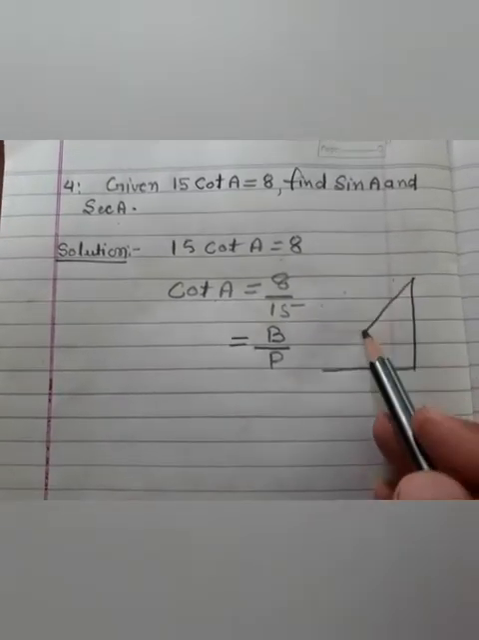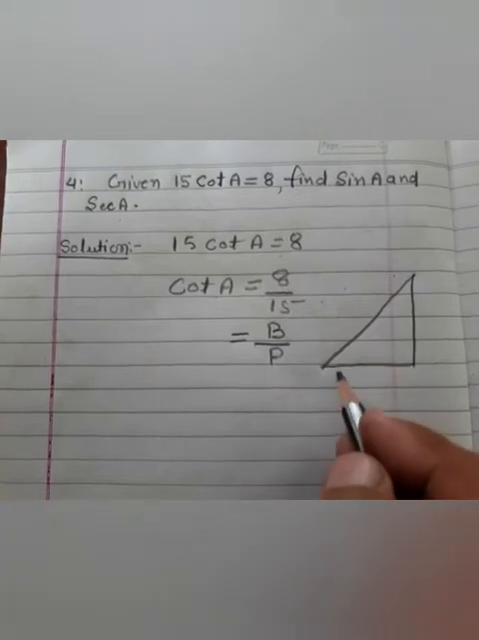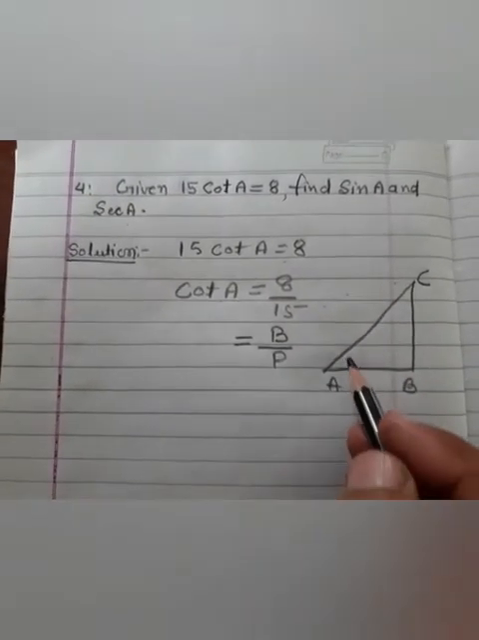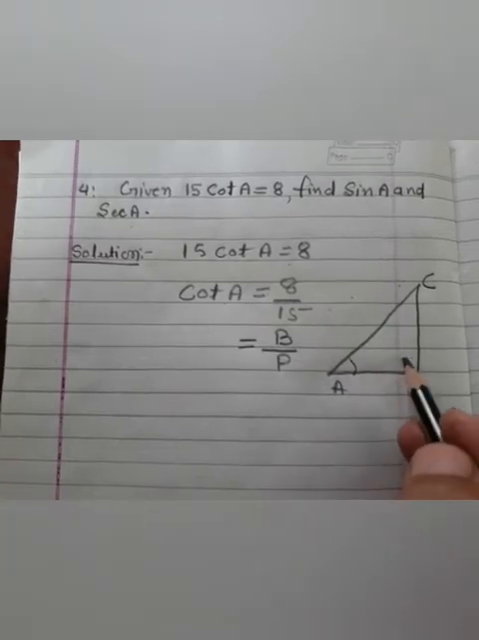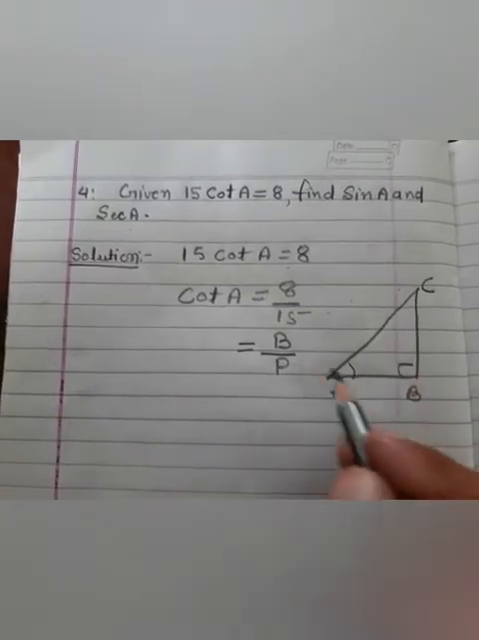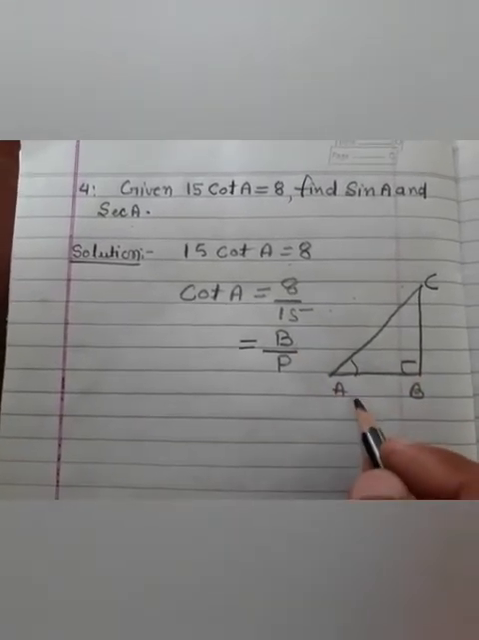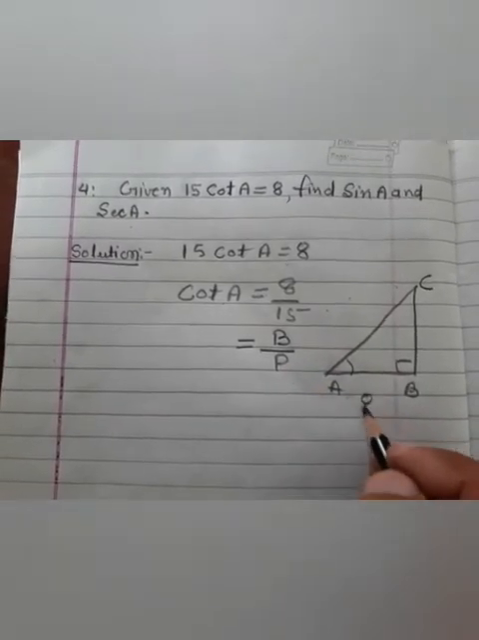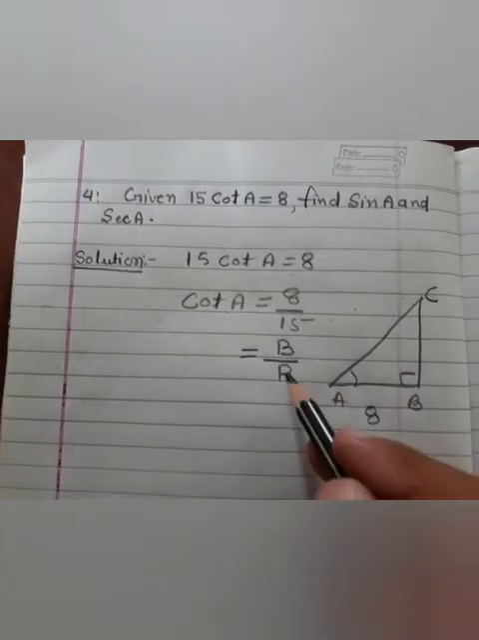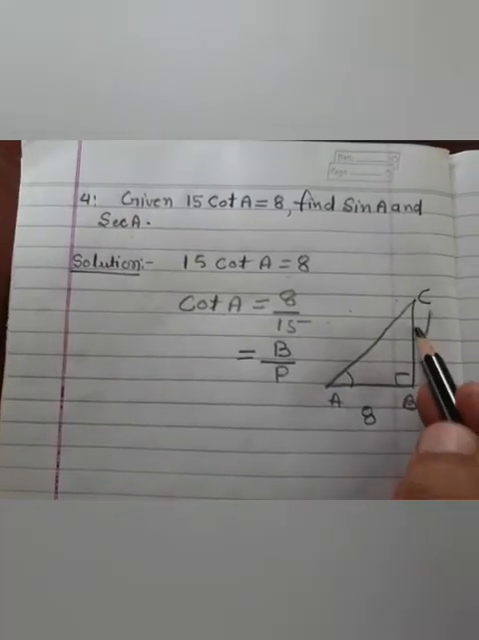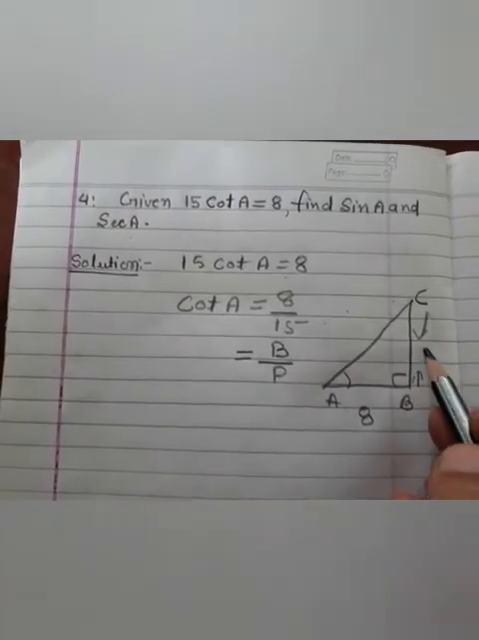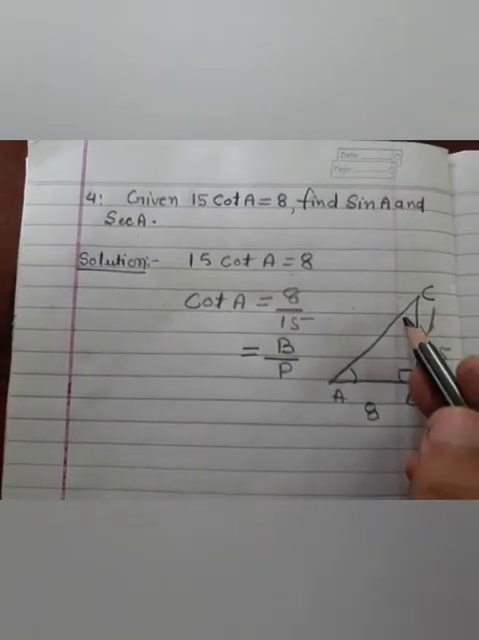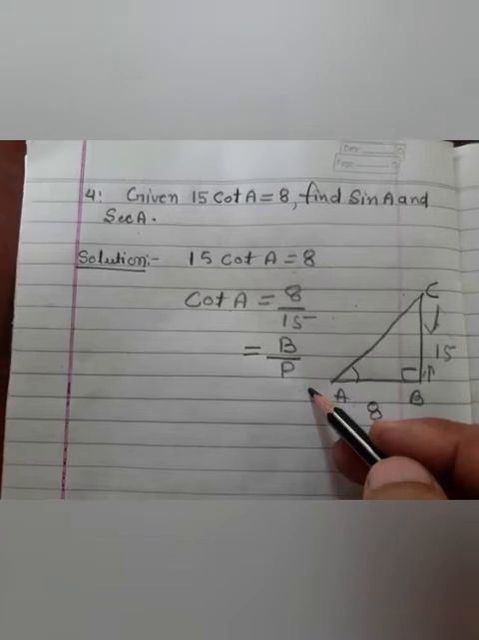This one is the right angle triangle ABC, with the right angle at A. Base is equal to AB, so AB is 8 and perpendicular is 15. Clear? Now solve this question similar to question number 3.